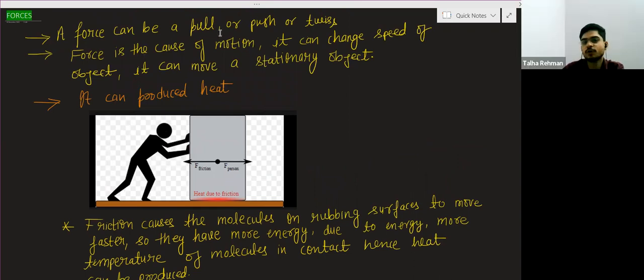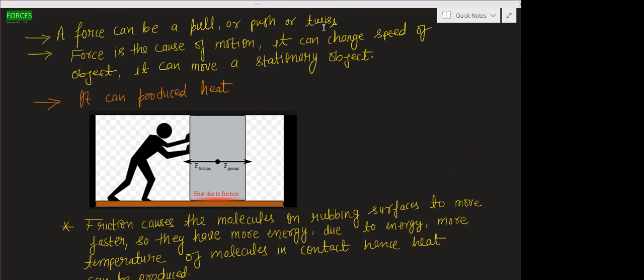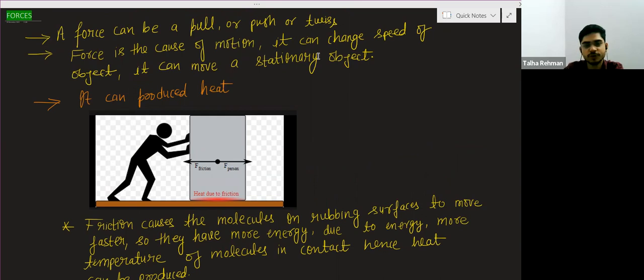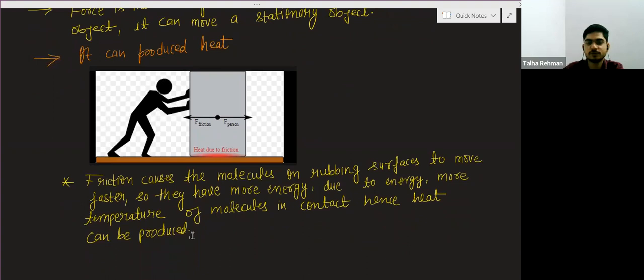A force can be a pull, push, or twist. This is a twist, twisting something like this. Force is a cause of motion. I have told you it can change the speed of an object. It can move a stationary object. It can produce heat, and I have given the explanation also.